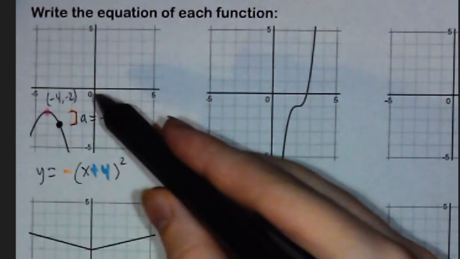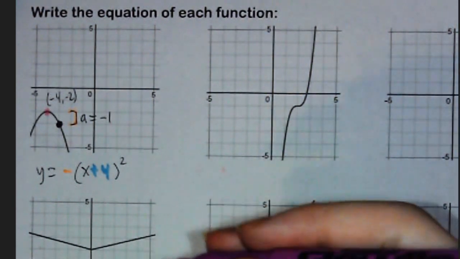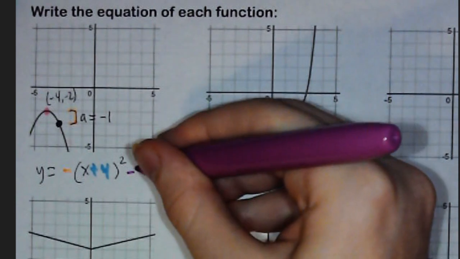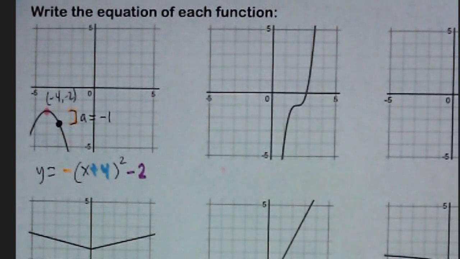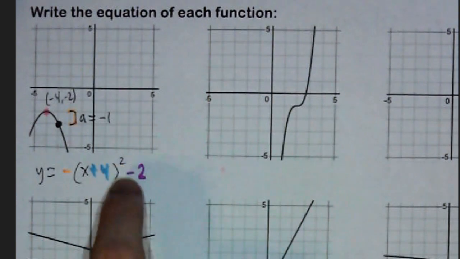And then k is negative 2, so we've got plus k in the equation, so we're going to keep the sign the same. The only one that really flips around is h. K keeps its sign the same. And so we end up with y equals negative, parentheses, x plus 4 squared minus 2.